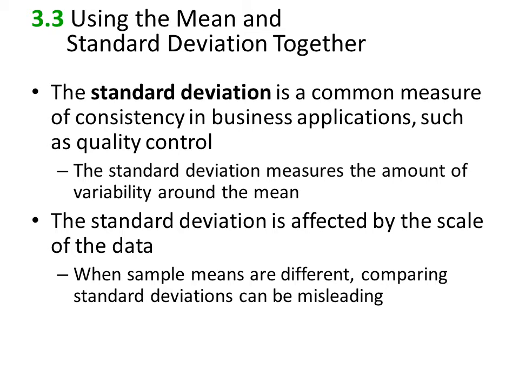Standard deviation tells you consistency. It tells you variability, how much variability there is in a data set. Are the values closer to the mean, or are they far away from the mean? Standard deviation tells you the average distance of each observation from its mean.